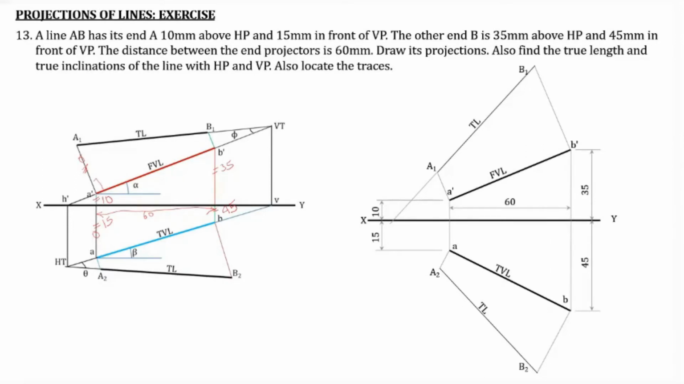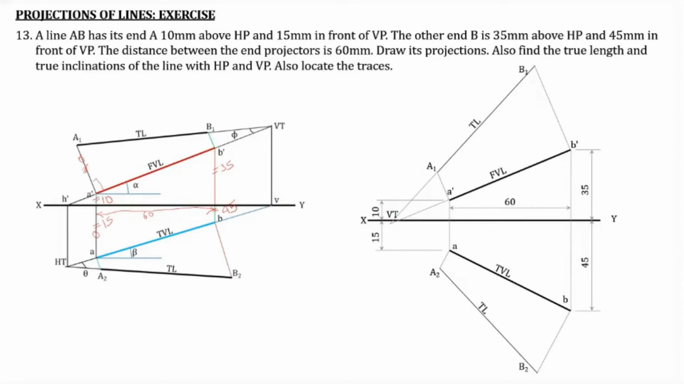So A1B1 is extended towards the left, and likewise A dash B dash is also extended. The point of intersection of these two lines gives you the VT, the vertical trace, like this. Here the front view line A dash B dash is extended, as well as A1B1. The point of intersection of both will give you the VT. The point V is not required here, so we are not going to find the point V. Instead, we are limited to only VT.